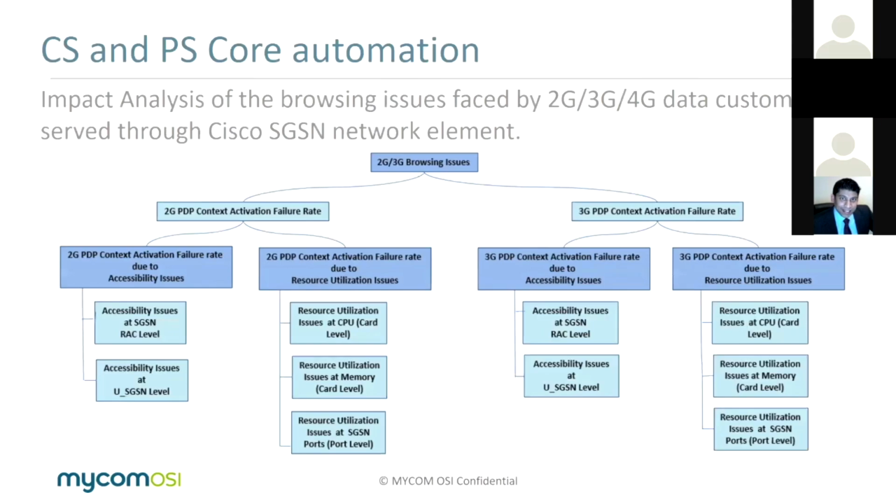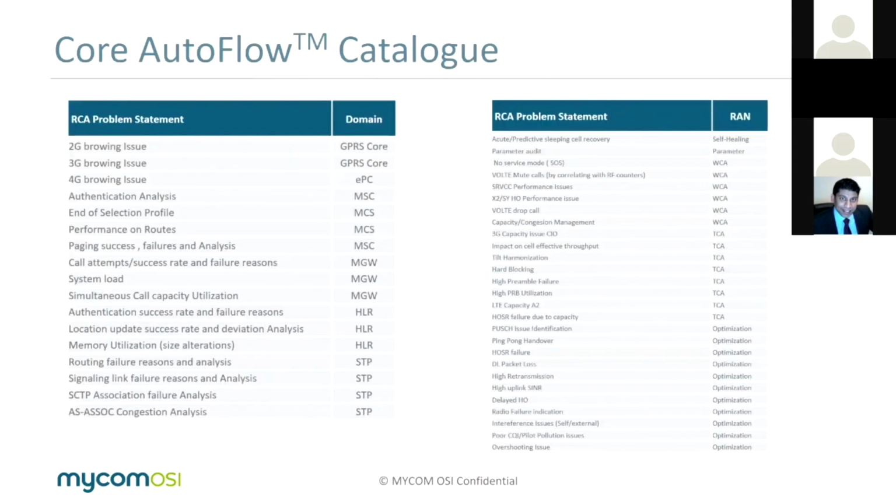As I mentioned earlier, not only do we have comprehensive radio and RAN automation and optimization solutions, but also CS core and PS core automation as well. As you can see, I'm giving you a quick flavor of 2G, 3G, 4G data customers on SGSNs, MMEs and GGSNs for core automation too. Just to give you an overview of the AutoFlow catalog for the automation we have on the core, it ranges from authentication analysis to simultaneous capacity utilization to SCTP link failures to VoLTE mute calls on the core.